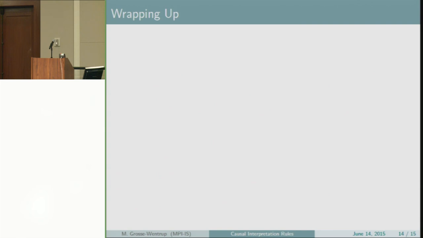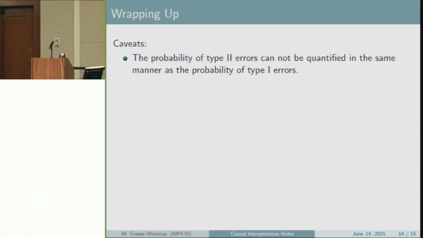Good. So wrapping up, there are, of course, certain caveats. This whole framework of causal inference is based on the interpretation of negative results. Because you find a feature not to be relevant, you conclude that there is a certain independence relation, and that is the basis of your arguments.